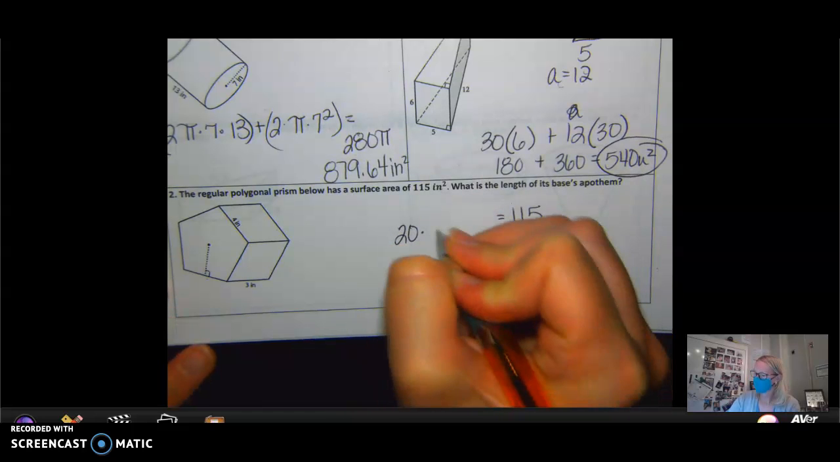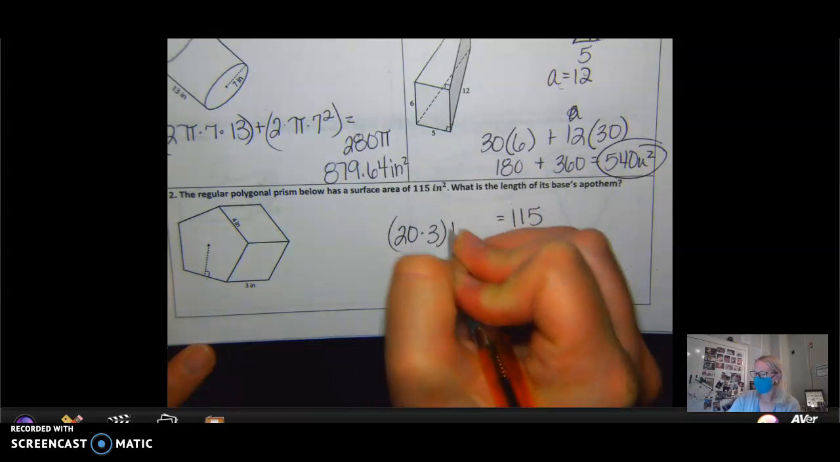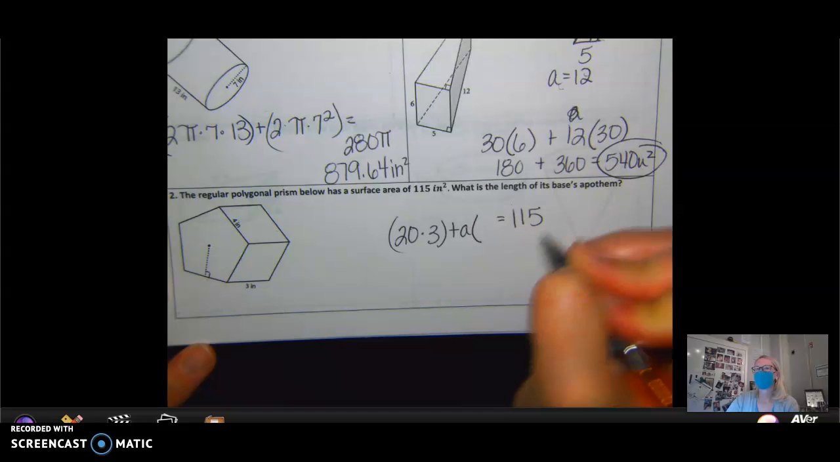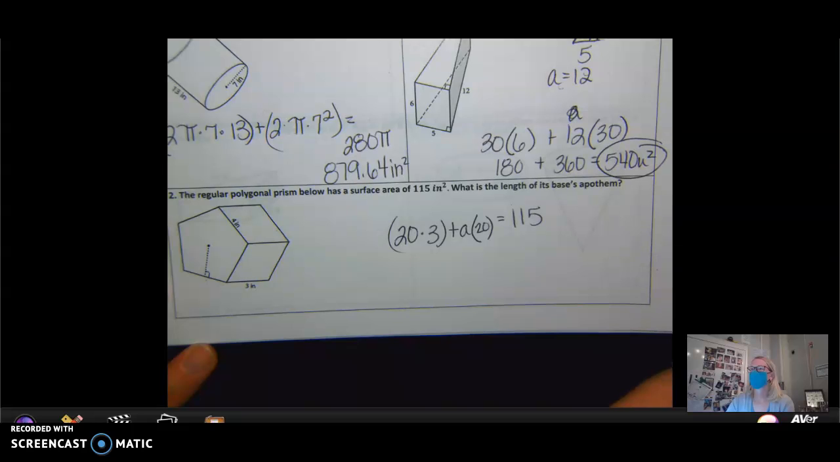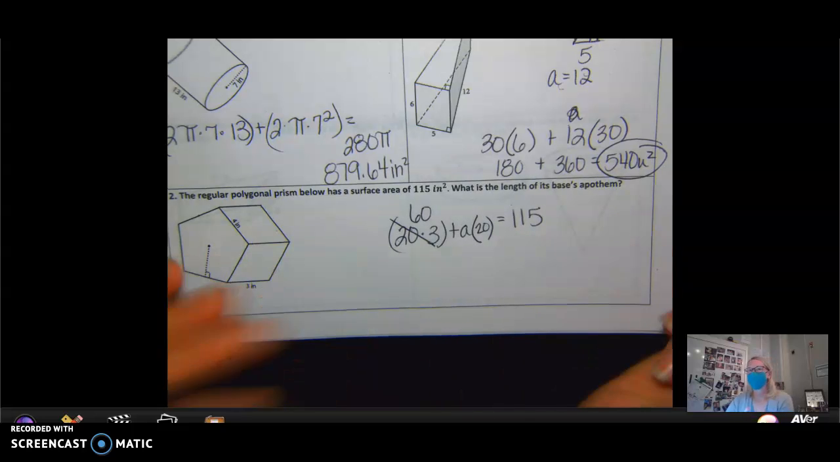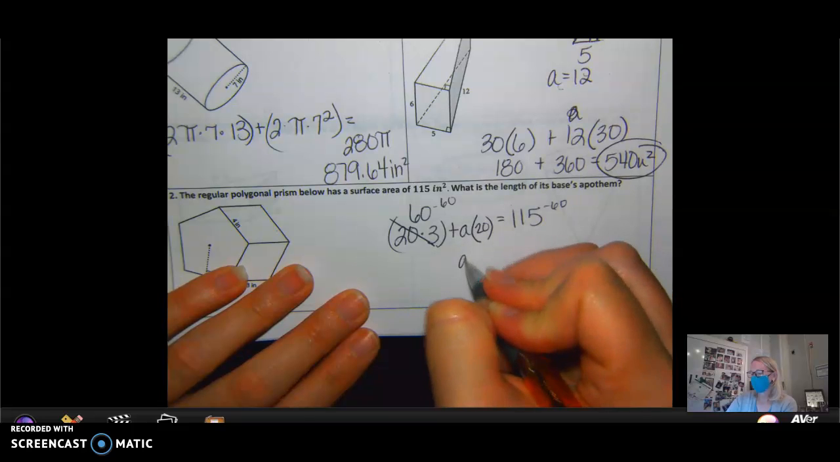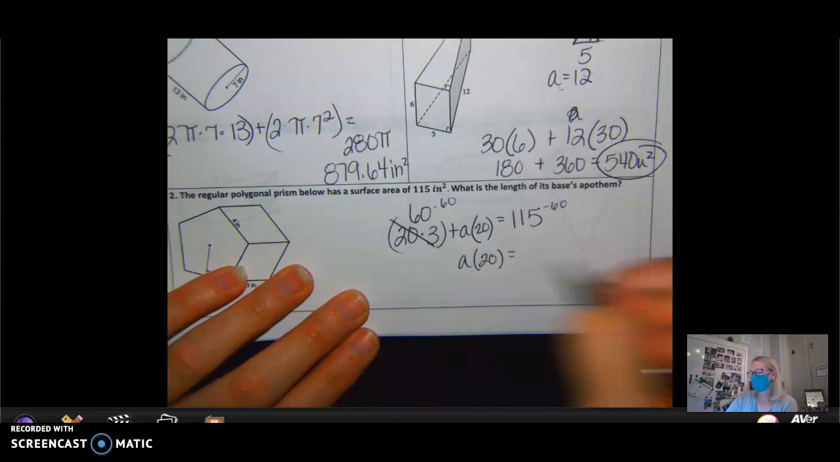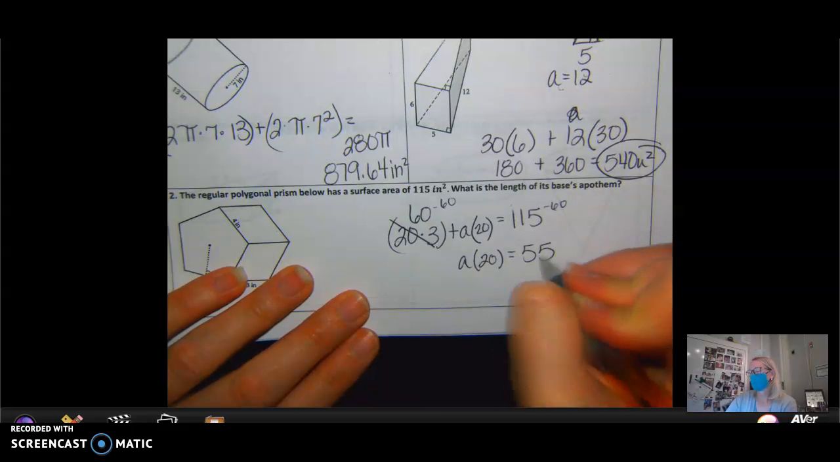What's my height? 3. Plus apothem times the perimeter, which we just said was how much? Equals the surface area, right? So we have one letter to solve for. Am I able to solve for that letter? Okay. What is 20 times 3? So now we have 60 plus 20a, essentially, right? So I'm going to subtract 60 from both sides. What's 115 minus 60? 55. And what do I do now?